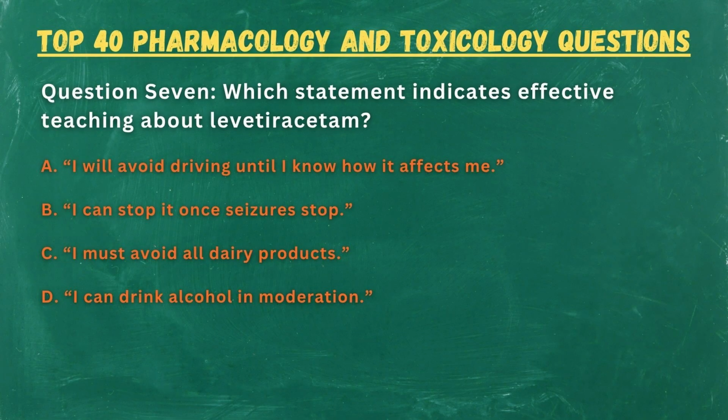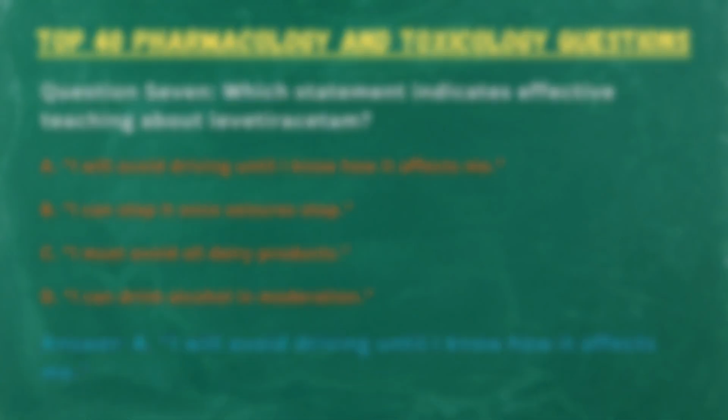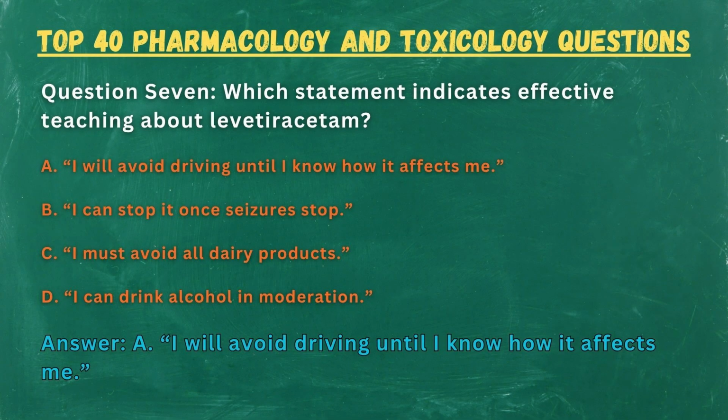Question 7. Which statement indicates effective teaching about levetiracetam? A. I will avoid driving until I know how it affects me. B. I can stop it after one seizure-free month. C. I must avoid all dairy products. D. I can drink alcohol in moderation. Answer. A. I will avoid driving until I know how it affects me.